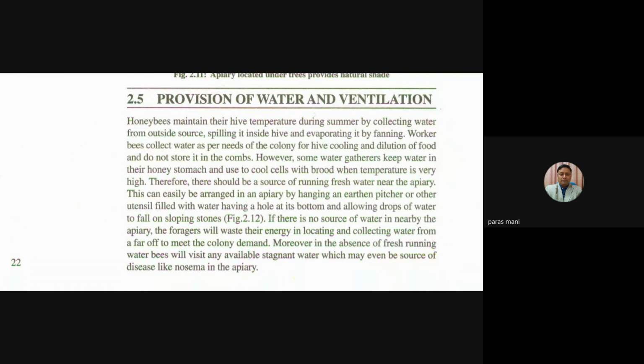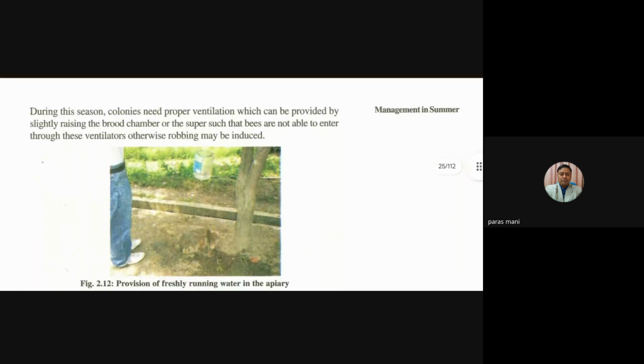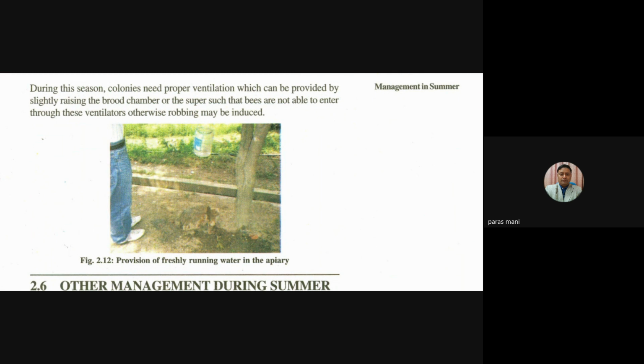And ventilation also must be provided. You should not keep it completely closed, because due to completely closing, the heat doesn't escape. You should allow ventilation also. This is one artificial water source provided. They have put some 2 to 5 liters capacity container with fresh water, and they have made a small hole so that the water will be running the whole day.